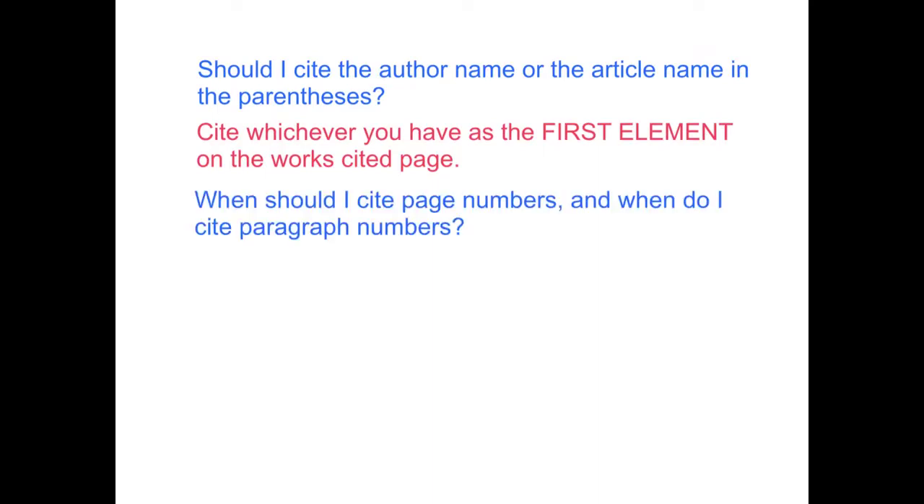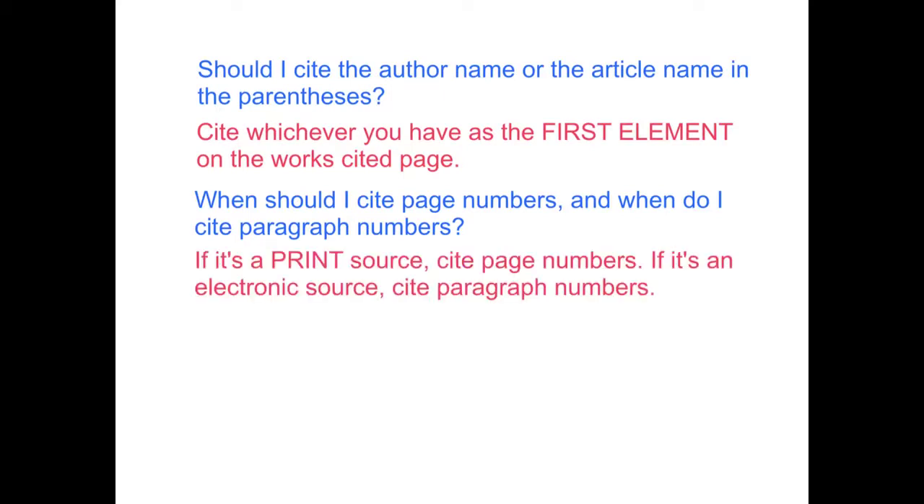Another likely question is, when do I cite page numbers in the paper and when do I cite paragraph numbers next to the source name? It seems like sometimes you do one, sometimes you do the other. The answer to that question is, if it's a print source, then you cite the page numbers. So if it's a book or a magazine that you have a hard copy of, not a printout, but the print version of the magazine, you cite page numbers. For most of you, it's not going to be print sources. If it's an electronic source, an internet source, a database source, you cite the paragraph numbers. So for most of us, it's going to be electronic sources with paragraph numbers.